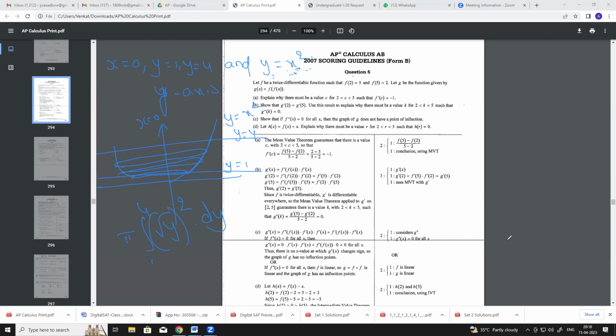Pi into integral of a to b f of y whole square into dy. If you simplify, you'll get pi into integral of y, which is y square by 2, from 4 to 1. So pi by 2, 4 square minus 1, which is 15 pi by 2 cubic units. This should be your answer: 15 pi by 2 cubic units.